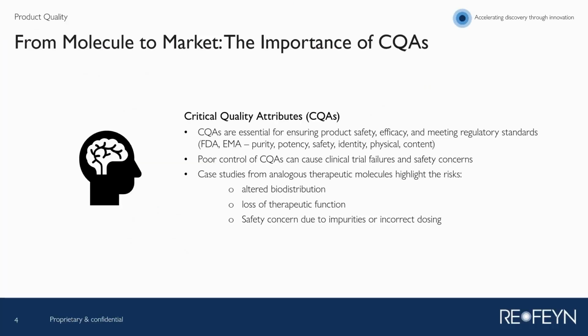Before we go into the AAV upstream process, I quickly want to touch on the significance of CQAs. CQAs, or critical quality attributes, are defined by regulatory agencies, and monitoring of these critical quality attributes is key because they ensure that your product is of the highest quality, is safe, efficacious, and meets regulatory standards throughout the whole drug development process. From previous experience, we now know that failure to effectively manage your critical quality attributes can lead to clinical trial failures and safety concerns, including death.